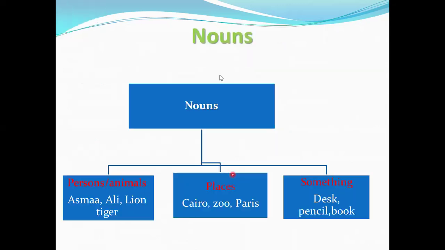Here is nouns. What is a noun? What kind of nouns do we have here? Person, animals, places, something. We say person and animal: Asma, Ali, lion, tiger. This is person and animal. We have places, nouns of places. We say Cairo, zoo, Paris. Something: desk, pencil, object.